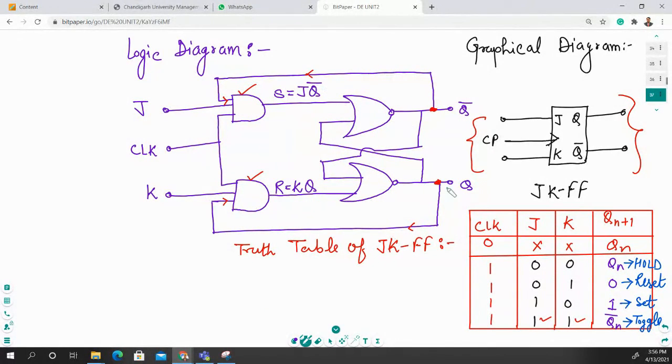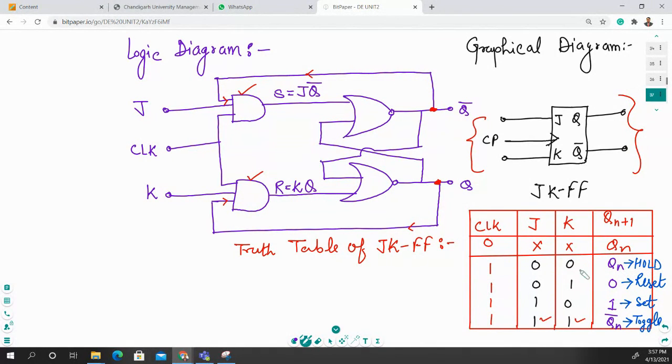And from here you can take the feedback as Q, that is multiplied with this K, and you will get the output K into Q. And with the help of this NOR gate, you will get the output. So we have seen this particular truth table, which gives you the particular output. You can see right here, when you apply the 1 1 input to the JK flip flop, it will give you the Q bar signal. That is a toggle signal.